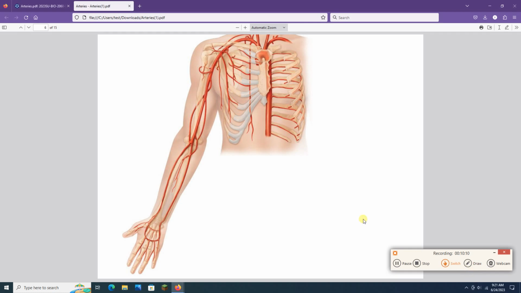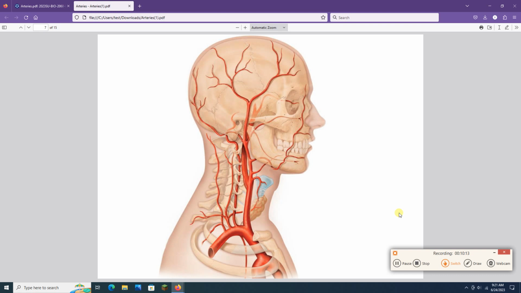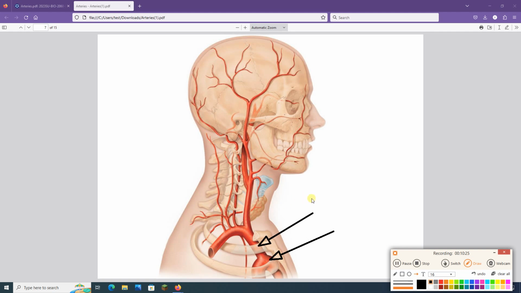fantastic. Let's keep going. So what we got here is more of like a side view. And in this side view, I see my aortic arch right there. I see my brachiocephalic artery right there. And then this is my right common carotid. The word common tells me that it is going to split. And when it splits, check out, I got an internal carotid right there. That's my right internal carotid artery. And then I got my right external carotid artery there.